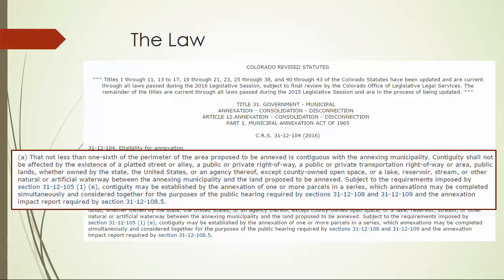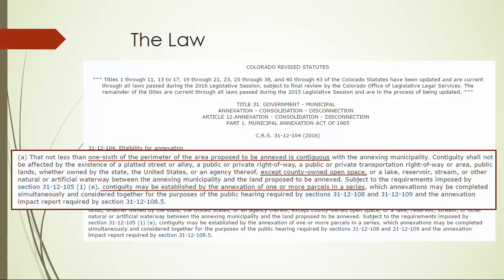Subject to the requirements imposed by 31-12-105(1)(e), contiguity may be established by the annexation of one or more prior parcels in a series, which annexations may be completed simultaneously and considered together. And I'll stop there. The key points are 1/6 contiguous, contiguity cannot be established using county-owned open space, and a series of annexations can be used to establish contiguity.